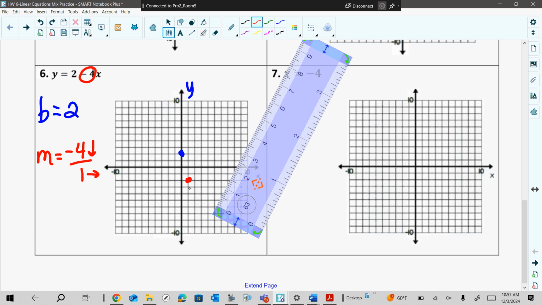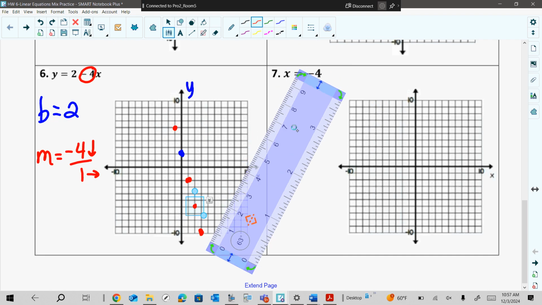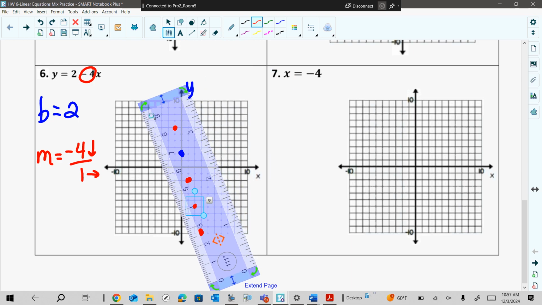And we can repeat that. Or you can go in the opposite direction. And number 7 is just horizontal, vertical. It is just vertical. Very good. Good eye.